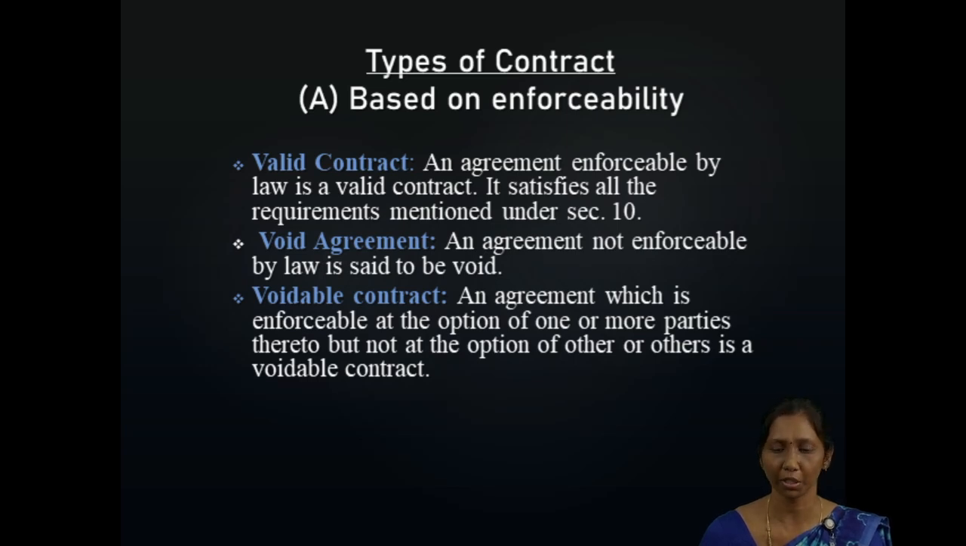Then voidable contract. What do you mean by voidable contract? An agreement which is enforceable at the option of one or more parties. That is, if somebody forces them to enter into the contract, then we can say it is a voidable contract.